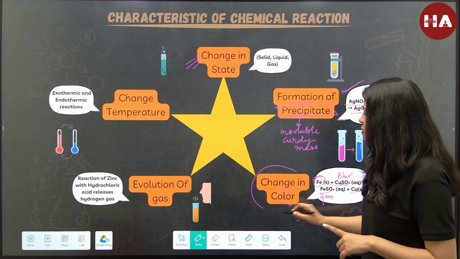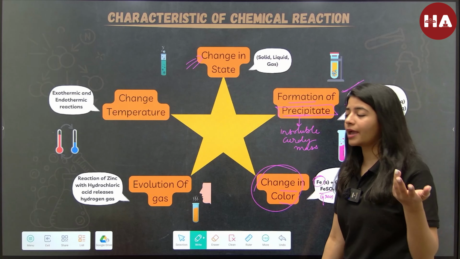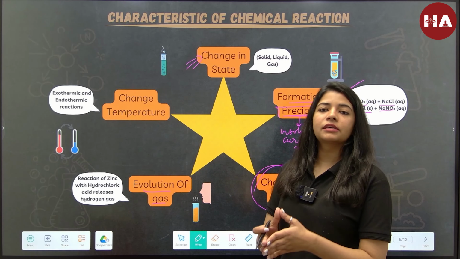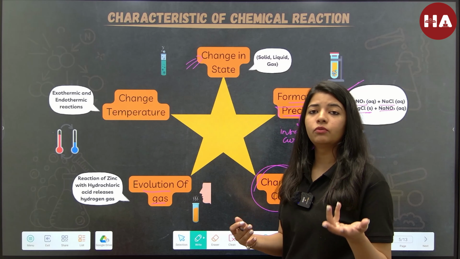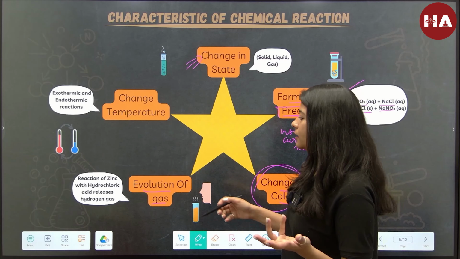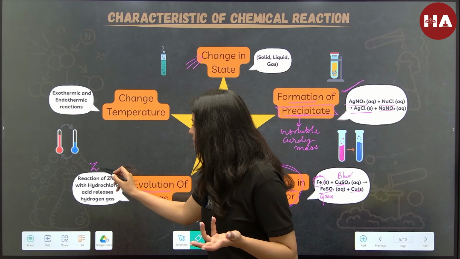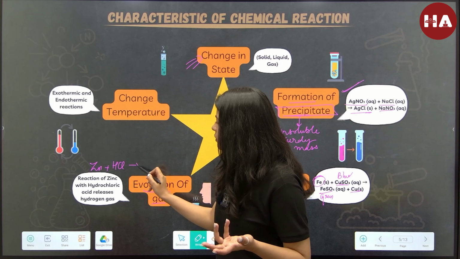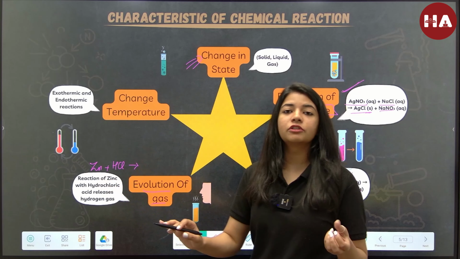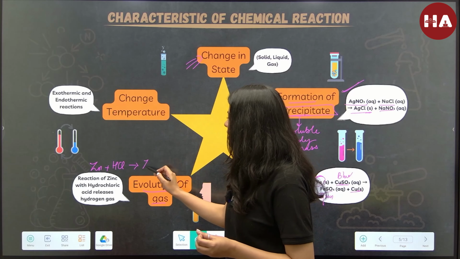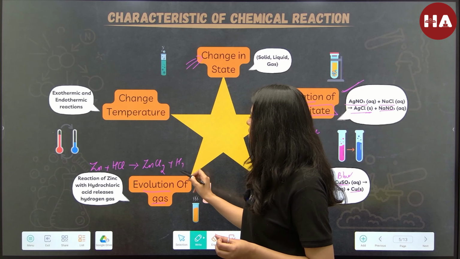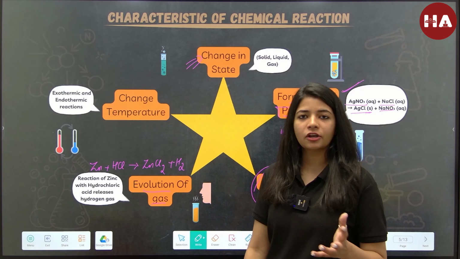So if color change takes place, we can say a chemical reaction has occurred. Next is evolution of gas. If any gas is evolved during a chemical reaction, then you can say that a reaction has taken place. For example, Zn plus HCl. If you react zinc with hydrochloric acid, which is a strong acid, you will get ZnCl2, zinc chloride. Along with that, hydrogen gas is evolved. So this is a chemical reaction.